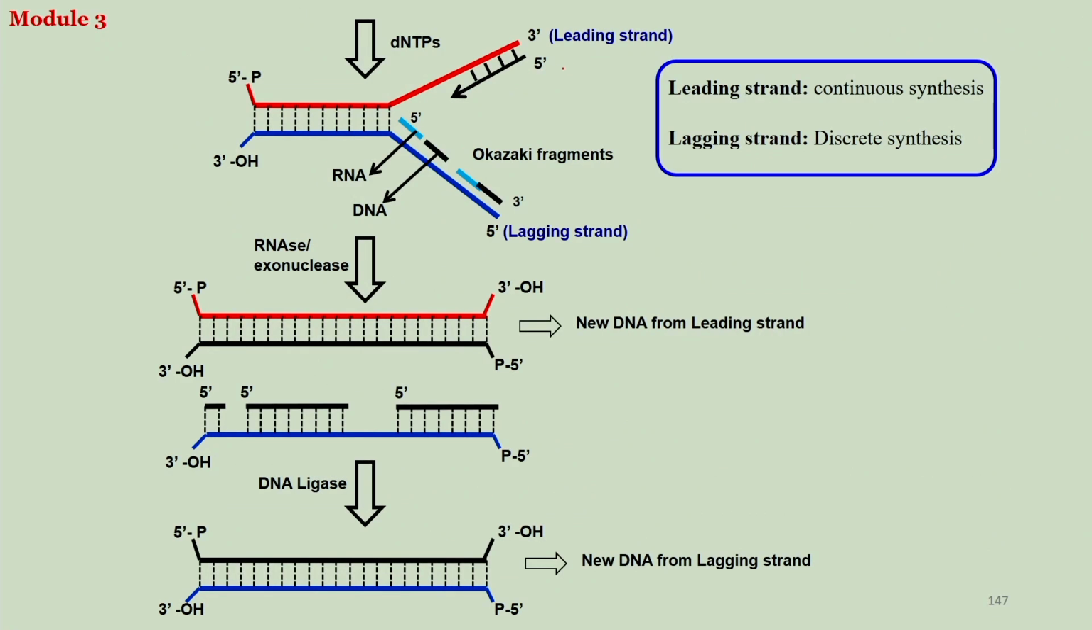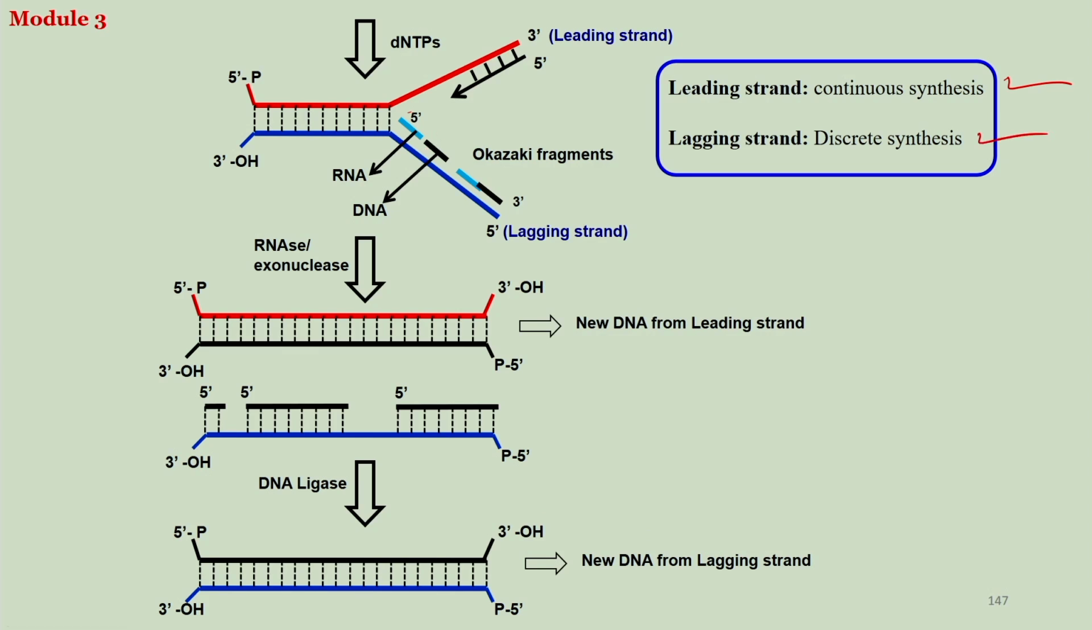Now, once you do that, you can synthesize the leading strand continuously, because it is always 5 prime to 3 prime. On the other hand, if you look at the lagging strand, your 5 prime to 3 prime is in this direction. So, once this is done, the next phase of the replication fork, when that is open, it cannot go in this direction. So, it has to start again from the beginning, another one. So, this is RNA, this is DNA, this is RNA, this is DNA. That is how the Okazaki fragments would be forming. Leading strand, continuous synthesis; lagging strand, discrete synthesis.